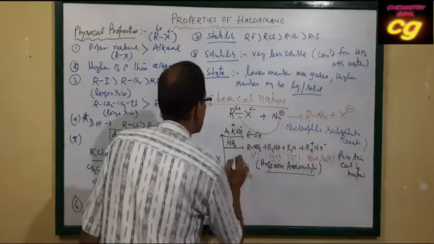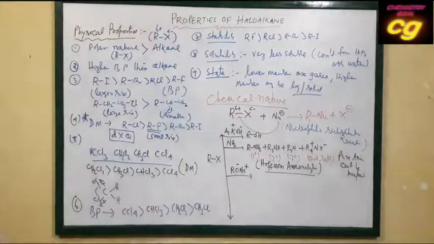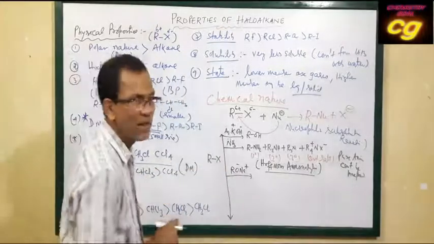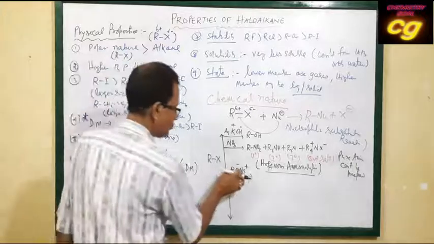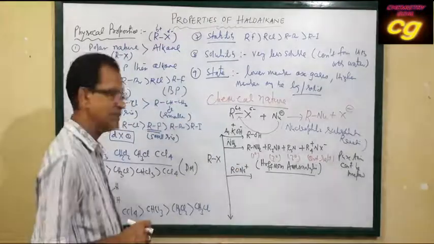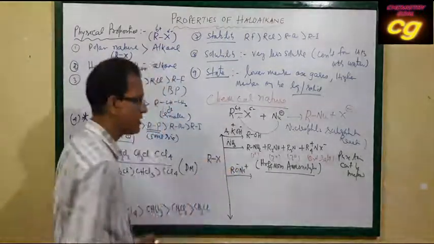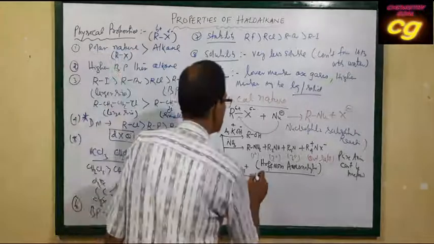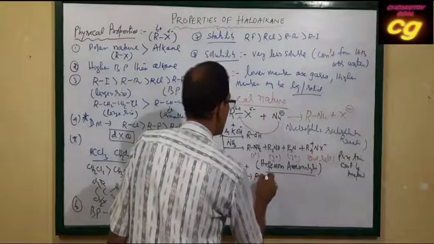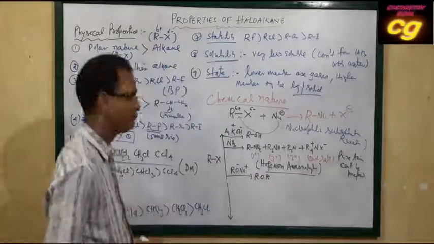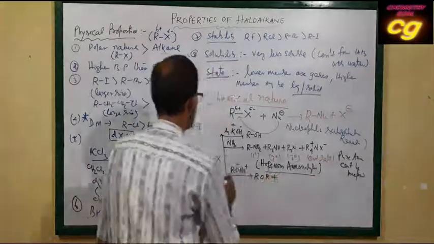RONa, that is RO minus, this is a salt called sodium alkoxide. When alkoxide is added to RX, here the nucleophile is RO minus, producing ROR, that is ether, plus NaX.